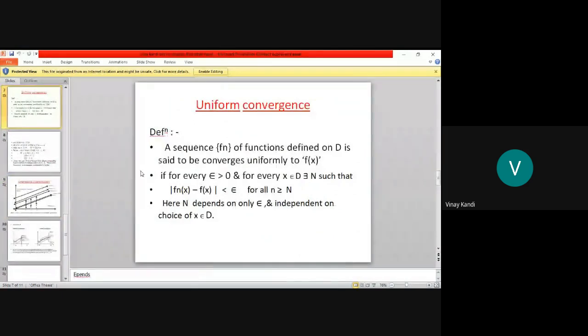Uniform convergence definition: a sequence fn of functions defined on D is said to converge uniformly to f of x. Each member is a function f1, f2, f3, so it is a sequence of functions defined on the domain D. It is said to converge uniformly to f of x if for every epsilon greater than 0 and for every x belonging to D, there exists a capital N such that mod of fn of x minus f of x is less than epsilon for all n greater than or equal to capital N. So here the capital N depends on epsilon and is independent of the choice of x in D. Look at the example here.